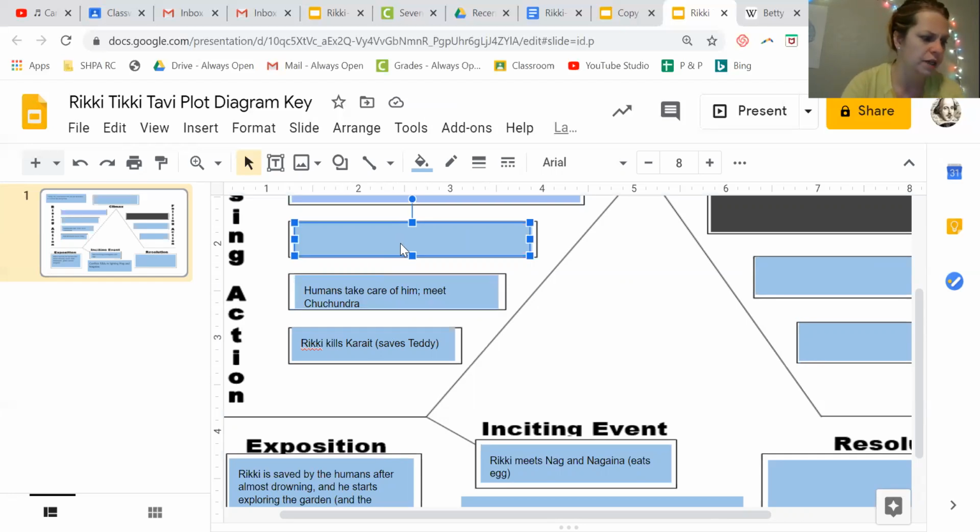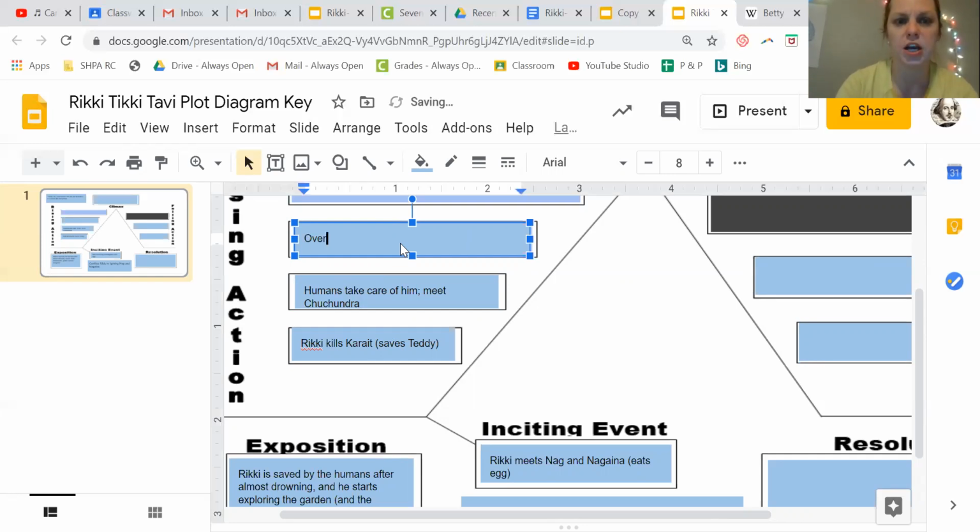The next one I have, I think this is probably the most important thing right before our climax, is he overhears Nag and Nagina's conversation about killing the humans. And so when he overhears the conversation, he knows that they're going to come to a battle because they want to dispose of the humans, and Rikki Tikki likes them.